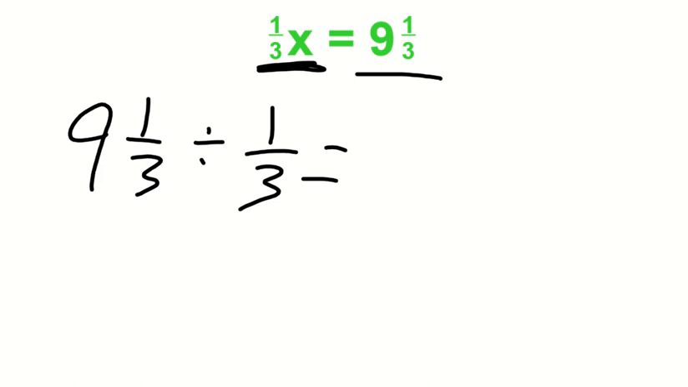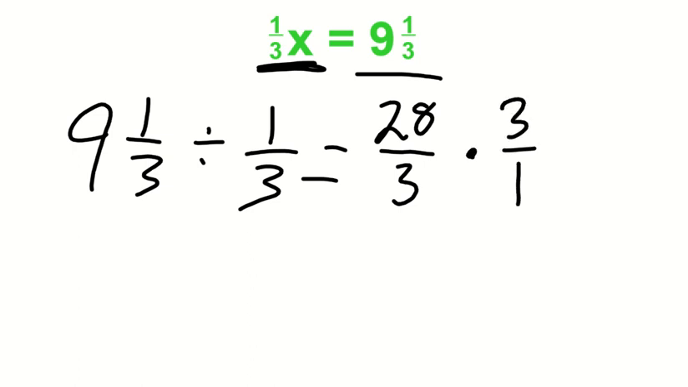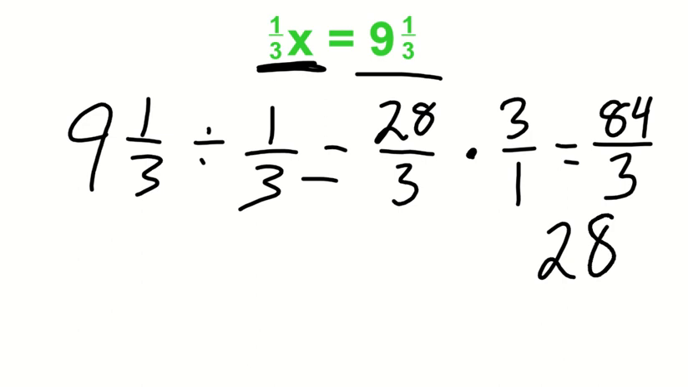All right, so we make an improper fraction. 3 times 9 plus 1, and keep the denominator. And we do keep, change, flip. Some of y'all, you can realize we can cancel out those 3's if you want to do that as you go. Otherwise, you got 84 over 3, 84 divided by 3 gives you 28. Okay? Any questions on that?